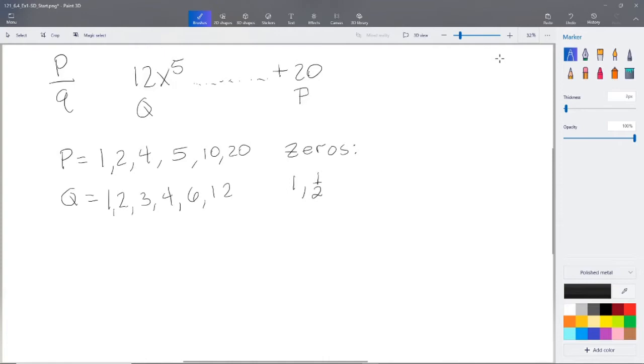1 divided by 3 is 1 over 3. 1 divided by 4 is 1 over 4. 1 divided by 6 is 1 over 6. And 1 divided by 12 is 1/12. Again, I'm taking every P value and dividing it by every Q value here in order.